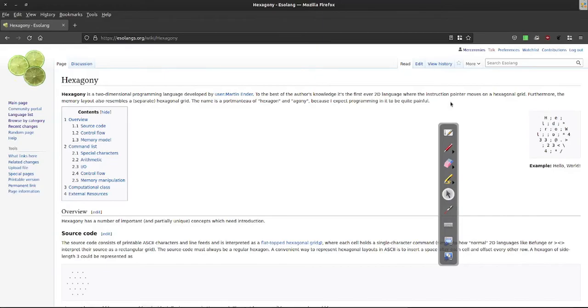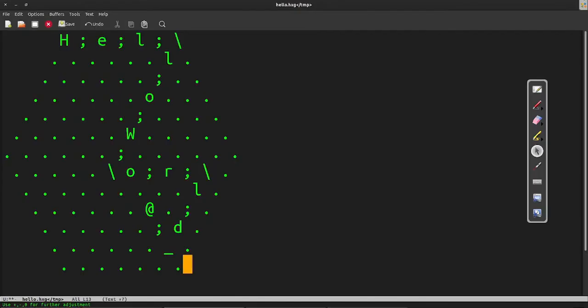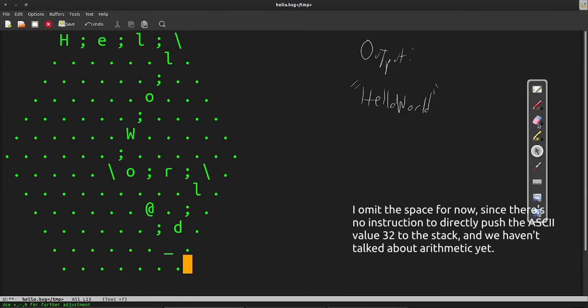As a taste, here's Hello World in Hexagony. This prints out the string Hello World without any spaces. In Hexagony, the 52 letters, uppercase and lowercase, simply assign the ASCII value of that letter to the current memory location. We'll get to that in a minute. The semicolon, on the other hand, prints out the value of the current memory location as a character.